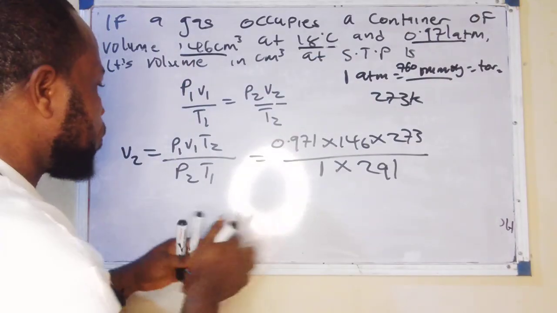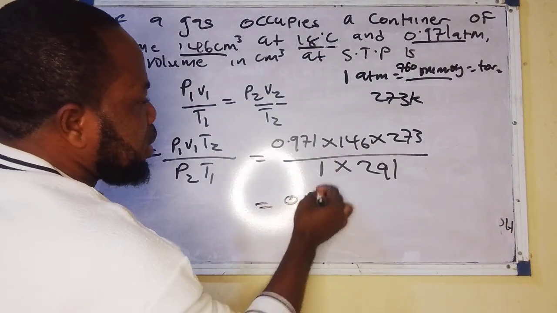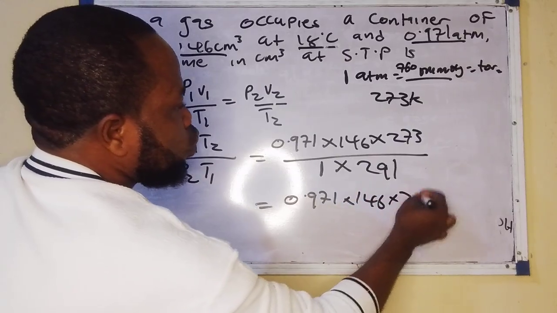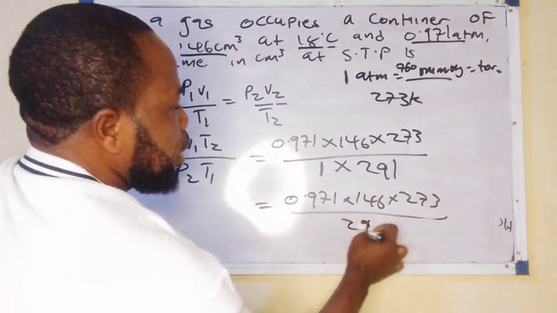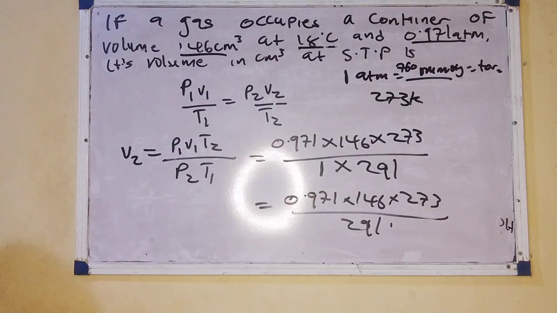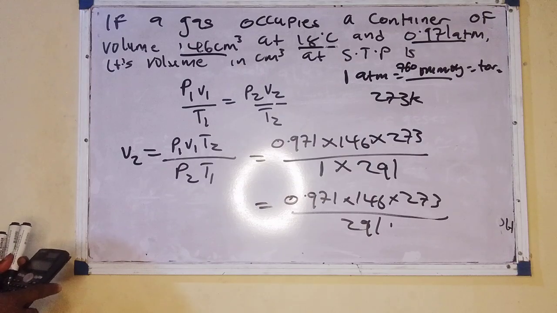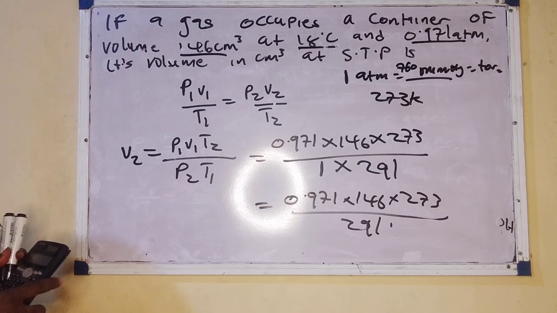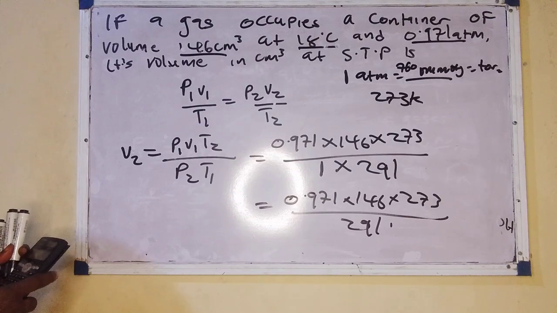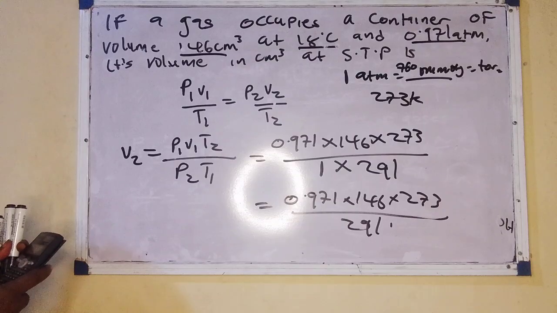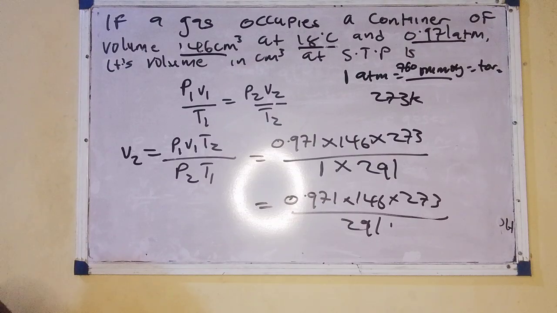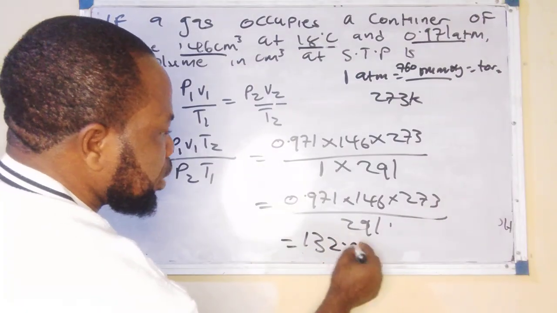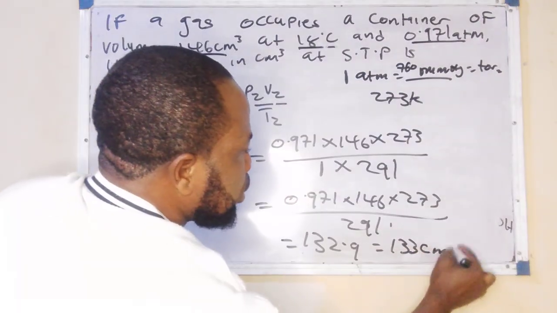Now from here, I will of course say 0.971 times 146 times 273 divided by, of course, 1 times 291. Now if you put that into your calculator, of course you see your answer very, very fast. So it will now be 0.971 times 146 times 273 divided by 291. So our answer will be 132.9, which is approximately 133 cm cube.